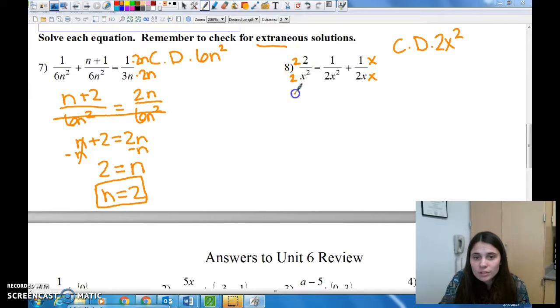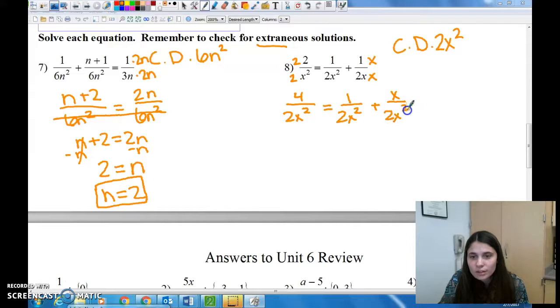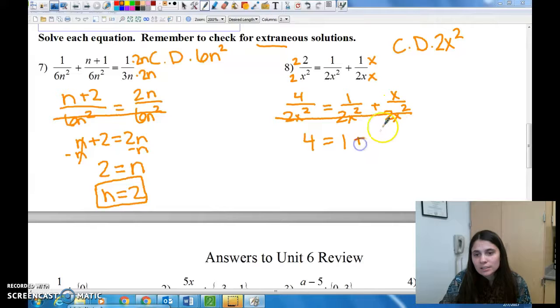So I have 2 times 2 is 4 over 2x squared equals 1 over 2x squared plus 1 times x is x over 2x squared. So all my denominators are the same. If I just multiply both sides by that, they're going to cancel out. So I have 4 equals 1 plus x. Then if I minus a 1 from both sides, these cancel. 4 minus 1 is 3 equals x, or x equals 3.